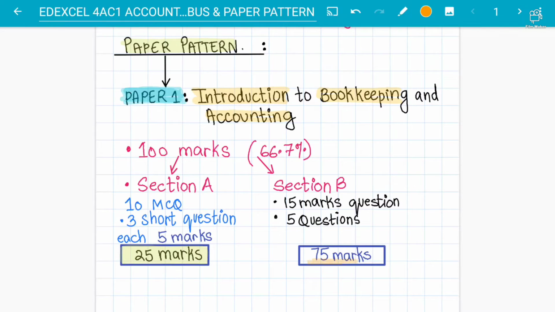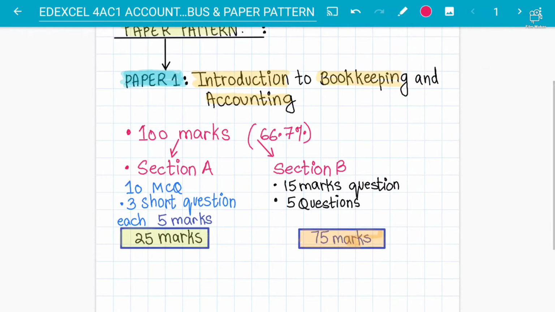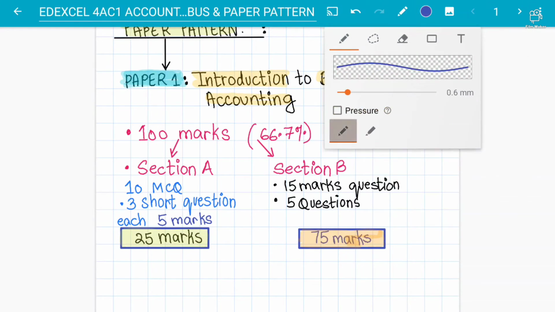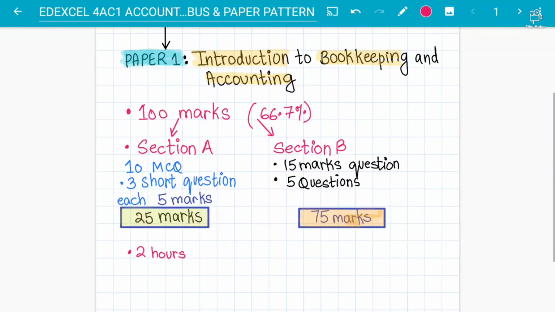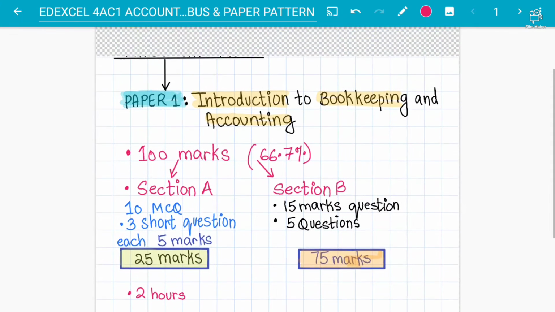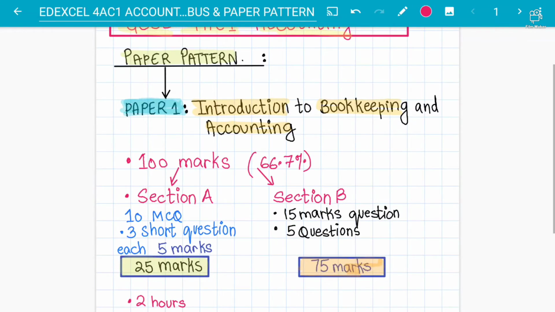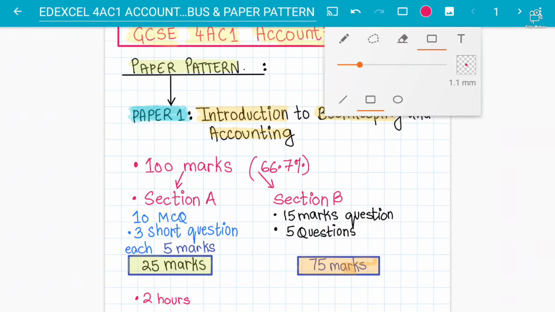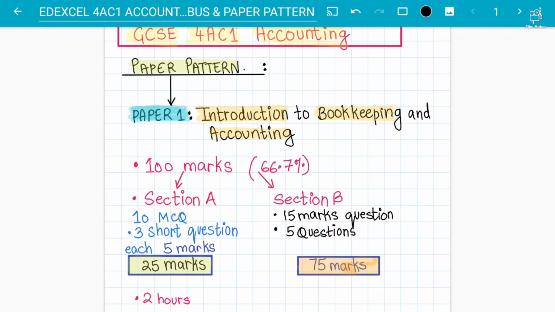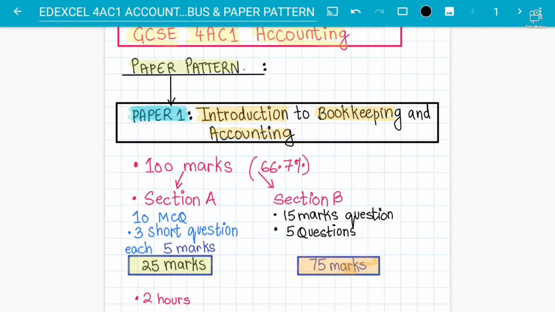The most important part: how much is the duration? The paper duration is 2 hours because it is lengthy and carries more weightage, approximately 65 to 70%. These are the important points for Edexcel 4AC1 accounting. Let me summarize quickly: paper 1 is Introduction to Bookkeeping and Accounting.